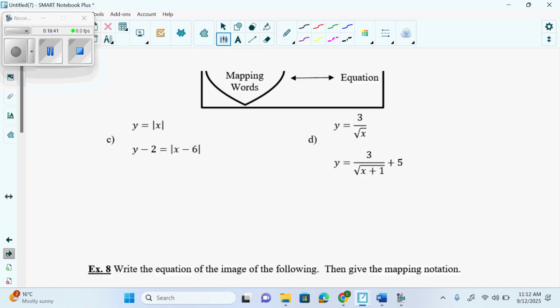Okay. This one, I'm going to add the 2 over. Then I'm going to state what's changed. So both the 6 and the 2, because this was just an absolute value function. So I have a horizontal translation.